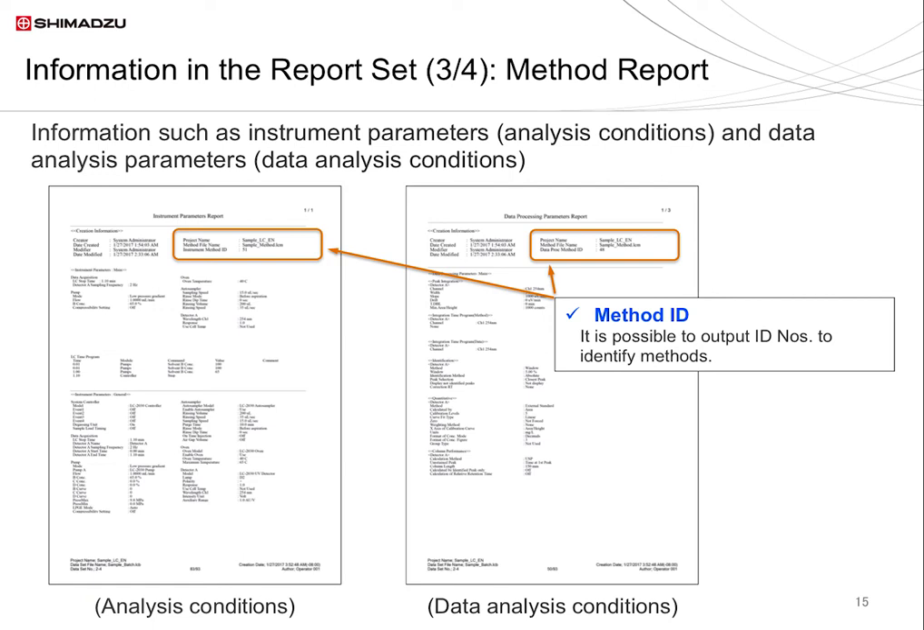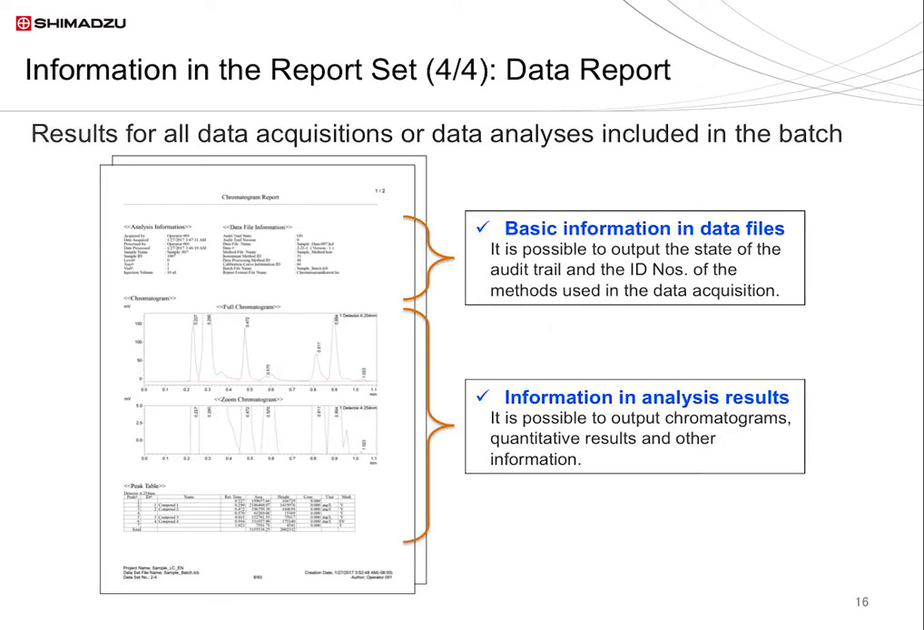The method report also, of course, can include the method ID. So checking the method ID in the method report provides a simple means of identifying which method on the system was used. Finally, a data report is also output as part of the report set.